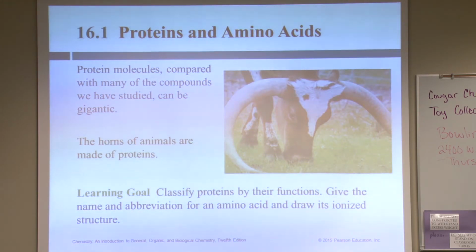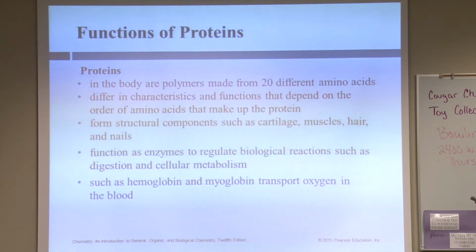So proteins have many functions. Here we are going to classify proteins by their functions, give the names and abbreviations for the amino acids that build or make up the protein, and draw the structures of these amino acids. So that is the goal for us right now. First, the functions of proteins. We are going to classify the proteins based on their functions.